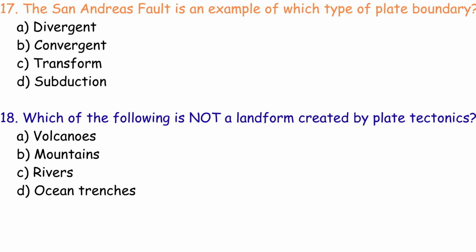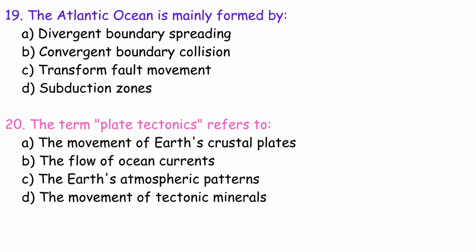17. The San Andreas Fault is an example of which type of plate boundary? A. Divergent. B. Convergent. C. Transform. D. Subduction. 18. Which of the following is not a landform created by plate tectonics? A. Volcanoes. B. Mountains. C. Rivers. D. Ocean trenches.